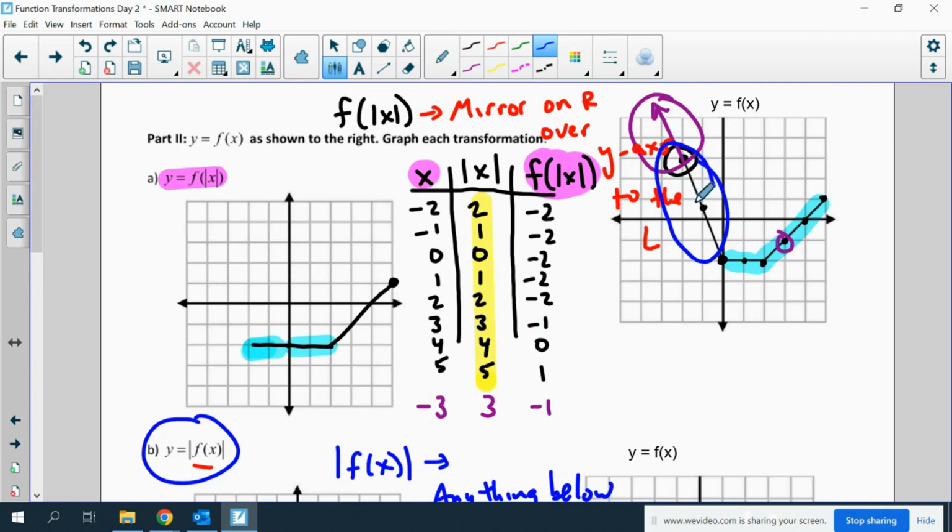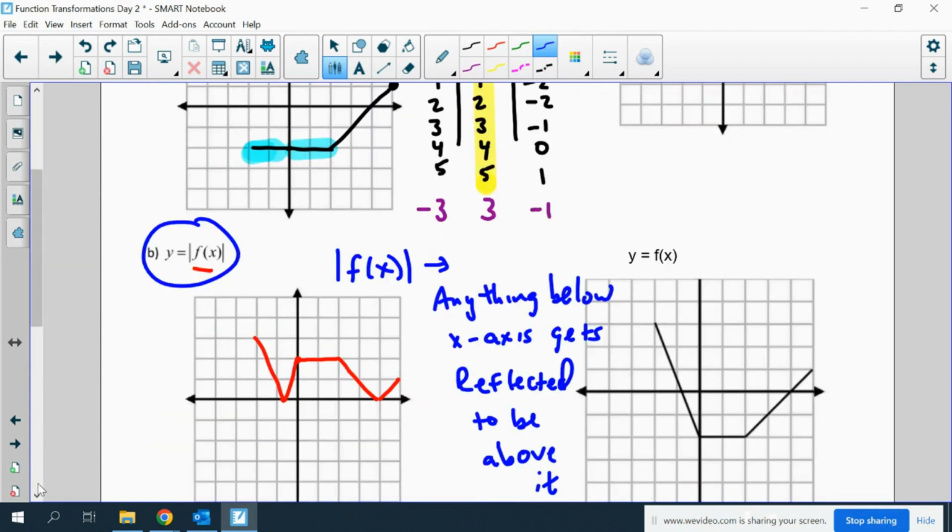And that's because functions don't have to pass the horizontal line test. And so because of that, all of these things are going to get eliminated when I mirror something over the y-axis. But anything that gets mirrored over the x-axis will never have anything to replace because there's nothing up here.